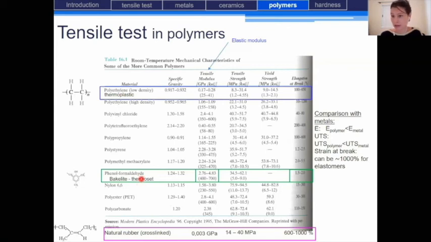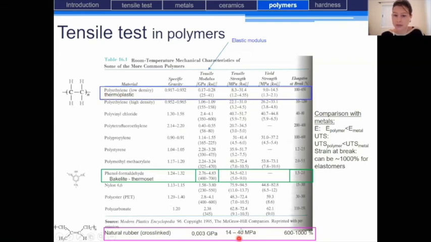It is a fragile polymer. Then we have the thermoplastic polymers, ductile polymers, and then the ones for elastomers. Okay. Then the tensile strength of bakelite will be much higher than the one for thermoplastics, which will be higher than the one for elastomers.